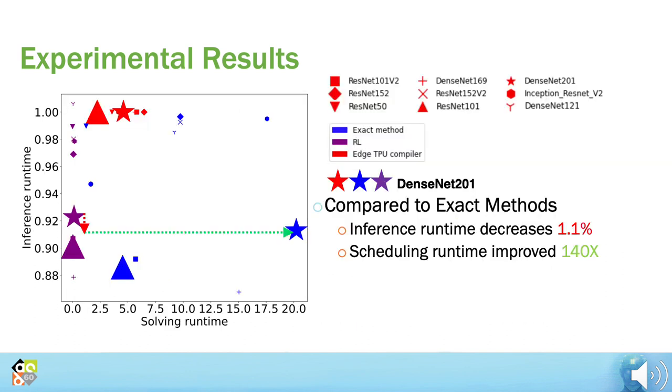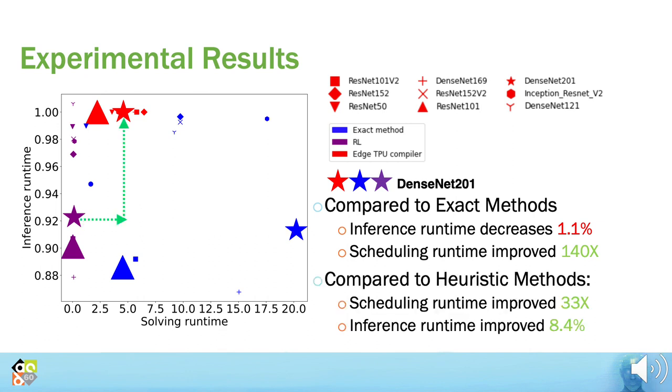Taking model ResNet 101 as an example, compared to the exact method, RESPECT provides a scheduling runtime speedup of 135 times with only 1.7% inference runtime degradation. Similarly, RESPECT provides both significant solving runtime improvement and inference runtime speedup.